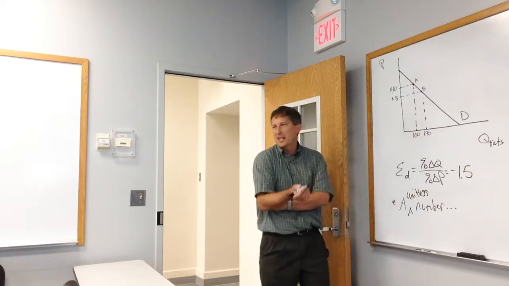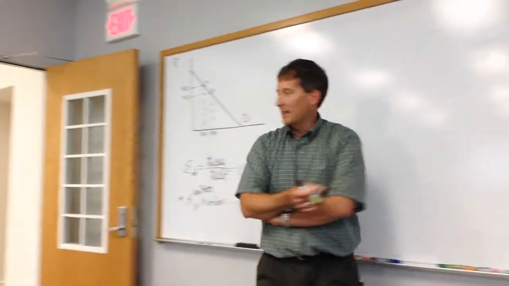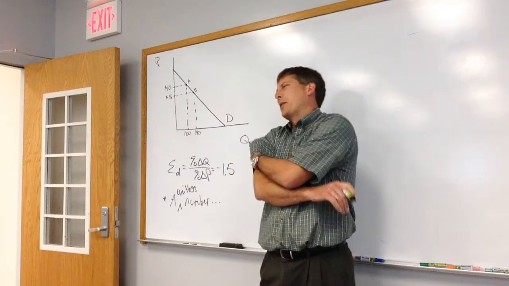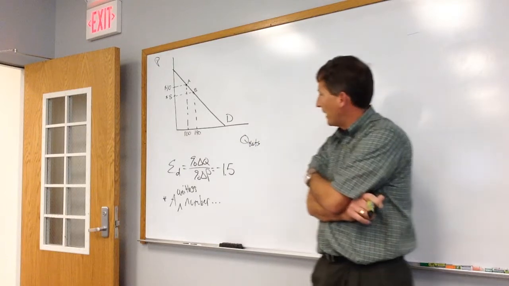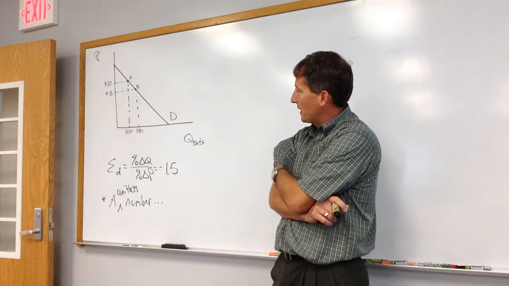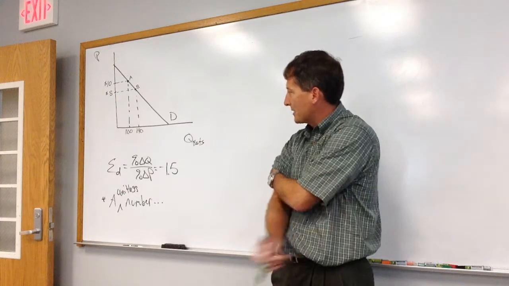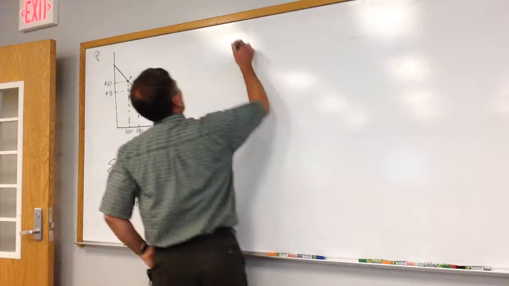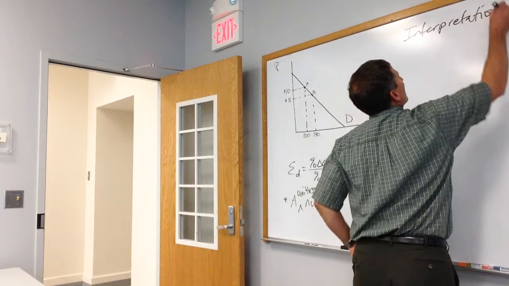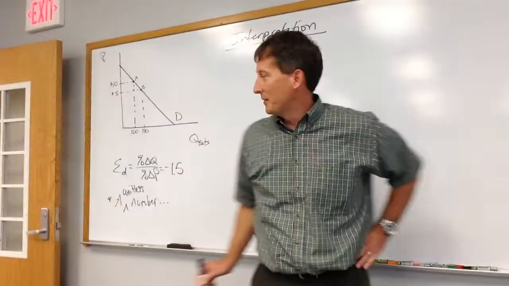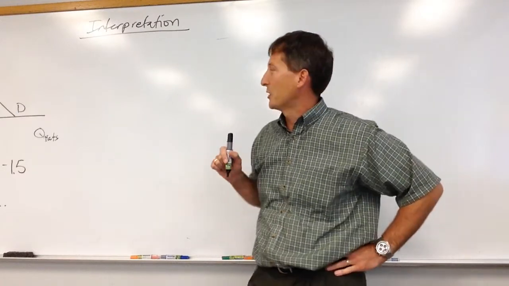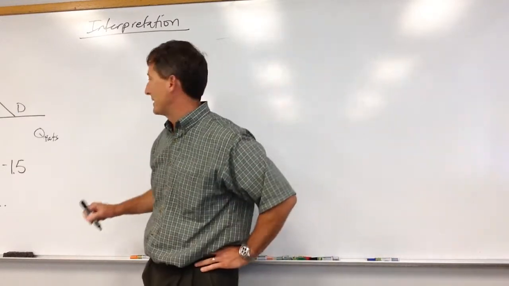A unitless number is actually helpful because we don't want to get confused by thinking this is $1.5 or 1.5 hats or whatever. It's a unitless number that shows the responsiveness of quantity demanded to a given change in price. All right, so let me give you the interpretation. The interpretation is actually quite easy once you learn one trick, another trick in the bag of tricks that I'm revealing to you ahead of time.